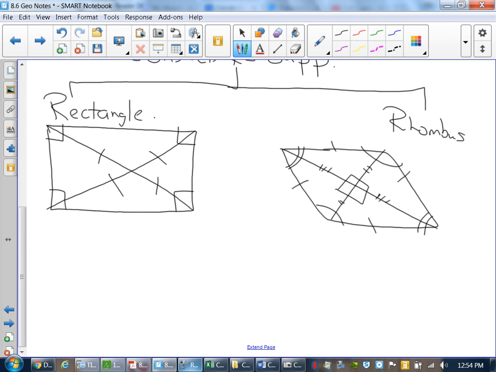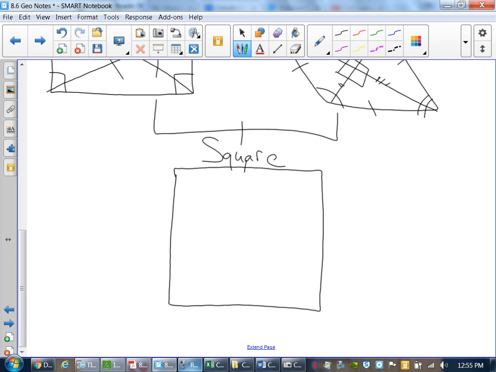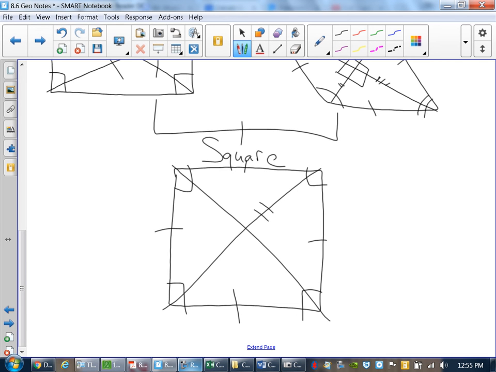Now, the granddad of them all, if you will, is the square. And the square has all the parts of everything. The 4 congruent sides, the 4 right angles, the diagonals that are congruent, the right angles in the middle, the bisected angles, and so on.